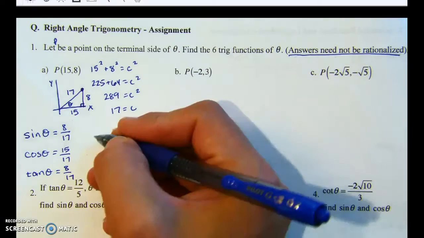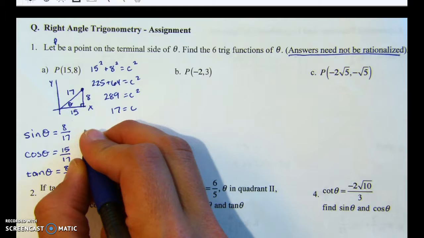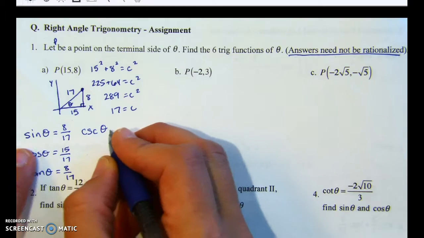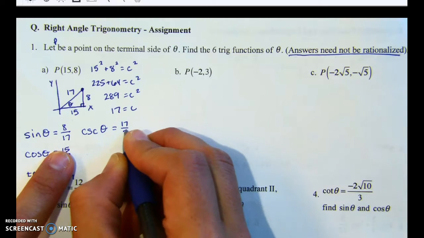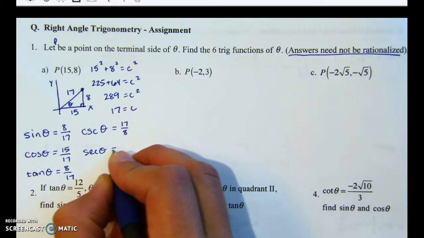Okay, then we have the reciprocal identities. Reciprocal means you flip. So cosecant is the reciprocal of sine, so the reciprocal here would be 17 over 8. Secant is the reciprocal of cosine.